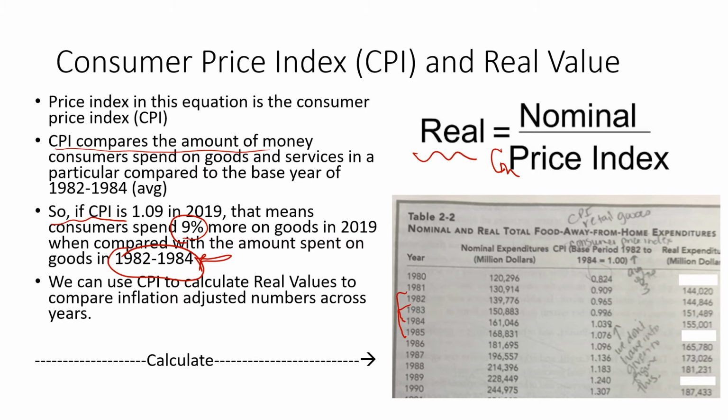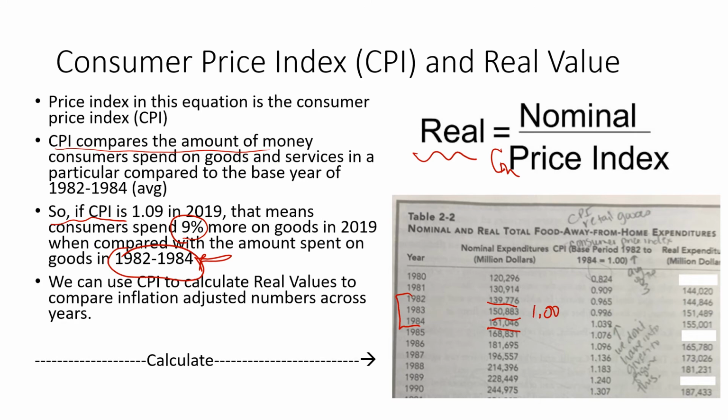So if we look at these years, 1982, 83, and 84, we add all of these together and then we divide it by 3. That is going to give us our base value, okay, that we're going to set equal to 1.00. So we use the consumer price index to calculate the real values in order to compare inflation-adjusted numbers across years.